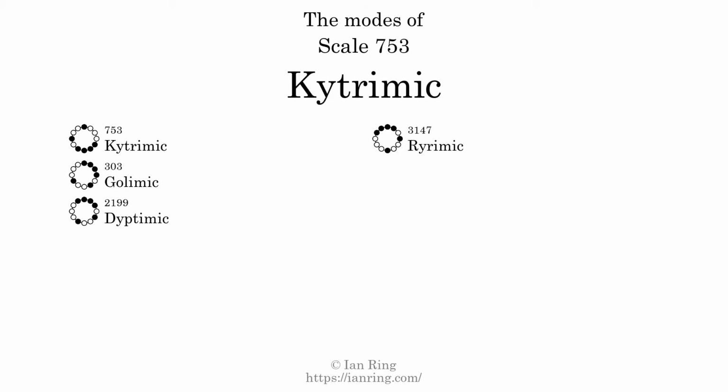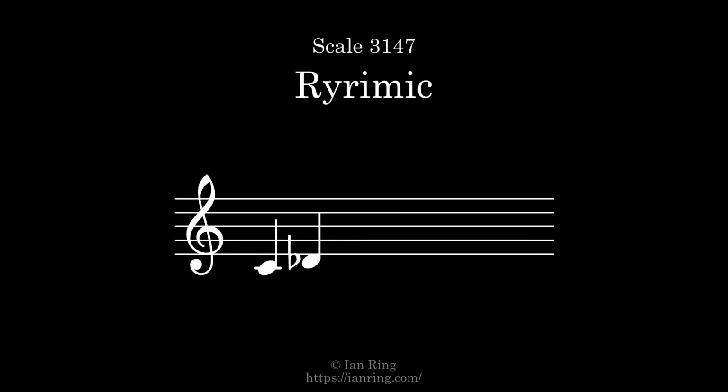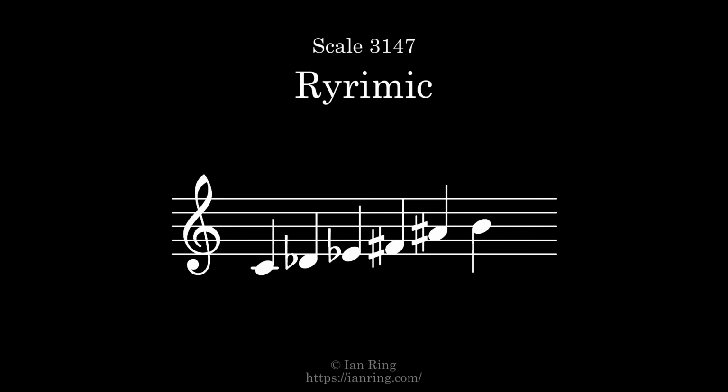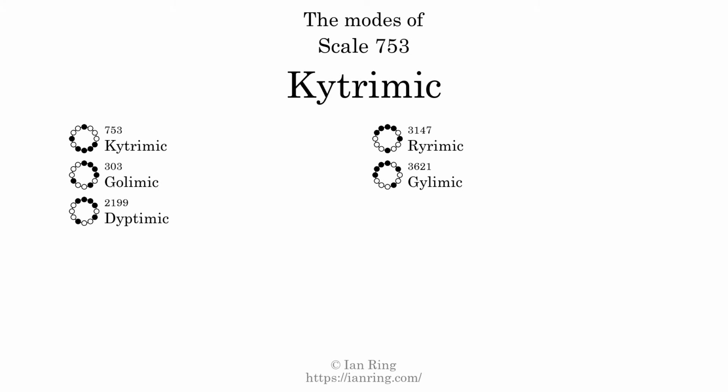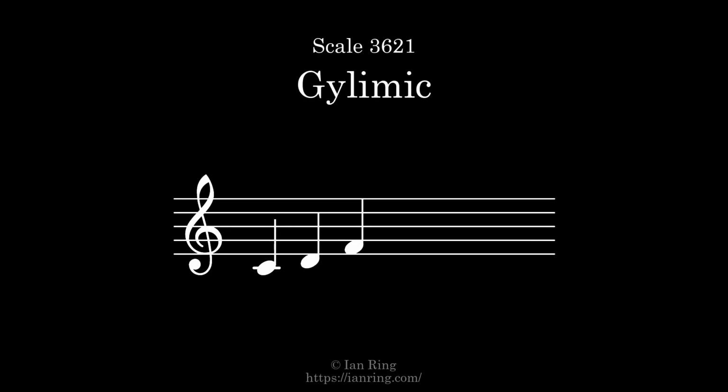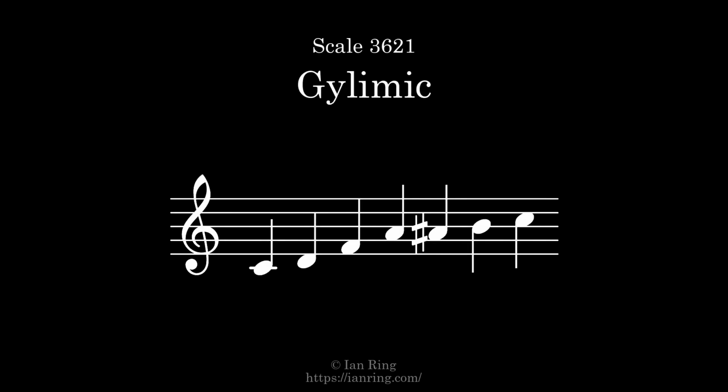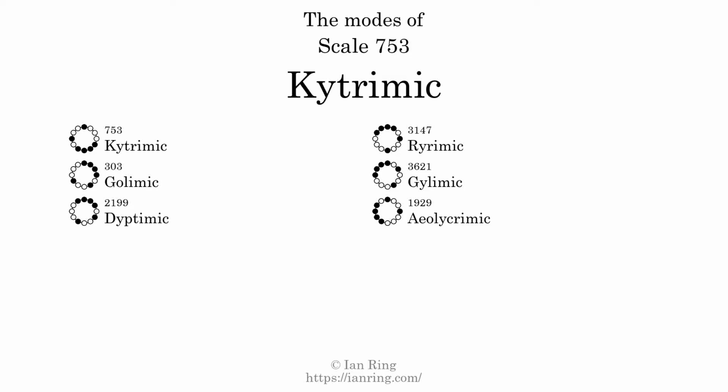The fourth mode is scale 3147, also known as rhythmic. It sounds like this. The fifth mode is scale 3621, also known as Kytrimic. It sounds like this. The sixth and last mode is scale 1929. Also known as Kytrimic. It sounds like this.